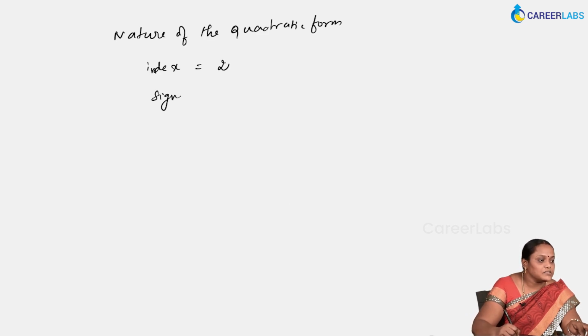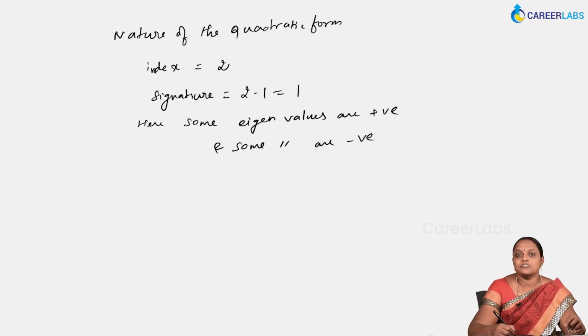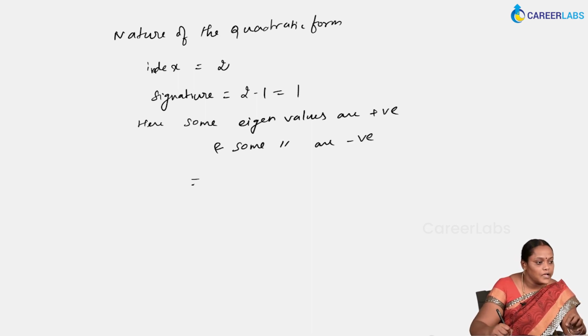And what about the signature? It is the difference of positive terms and negative terms. Positive terms are 2 and negative term is 1. Therefore, the signature will be 1 in this case. Here you can observe that some eigenvalues are positive and some eigenvalues are negative. Since it has both positive eigenvalues and negative eigenvalues, it implies the nature is indefinite.